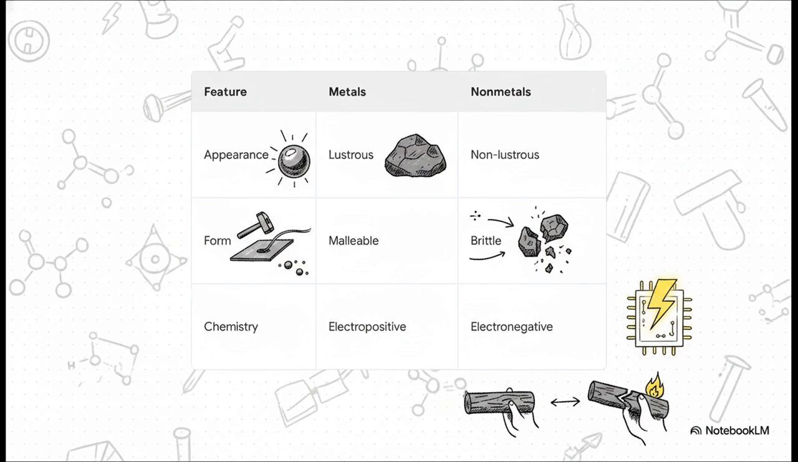We're talking nitrogen, oxygen, sulfur, and chlorine. They essentially present a picture of complete opposites to everything we've just covered. Where metals are lustrous, malleable, and electropositive, non-metals are dull, they're brittle, and they are electronegative, meaning they are total electron thieves. And of course, while metals are the ultimate conductors of heat and electricity, non-metals are decidedly poor at it.